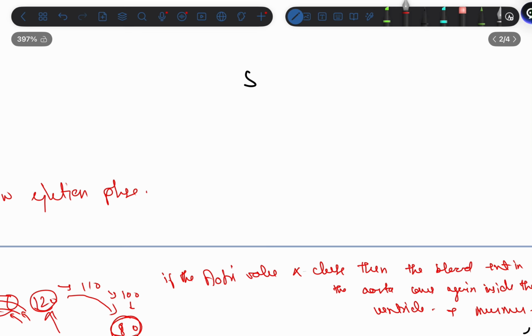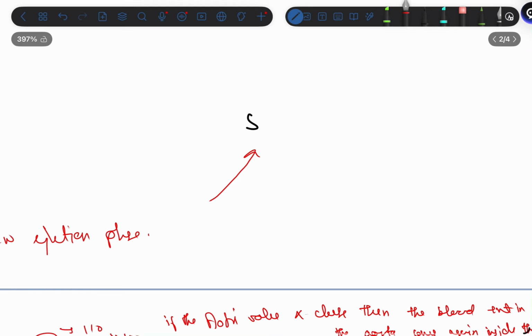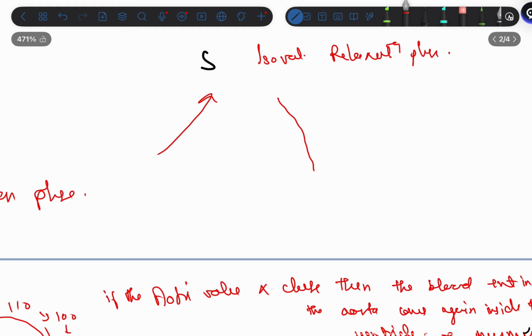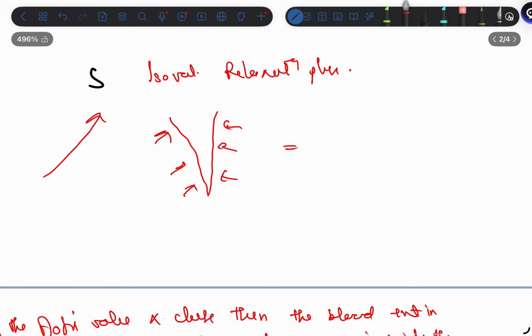After this, the heart goes to the isovolumetric relaxation phase. In this also, the term isovolumetric means all valves are closed. Okay, in this the heart comes from systole, meaning contraction, to the relaxing phase, or diastolic phase.